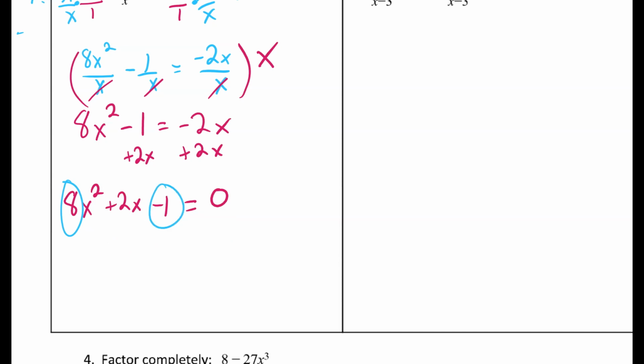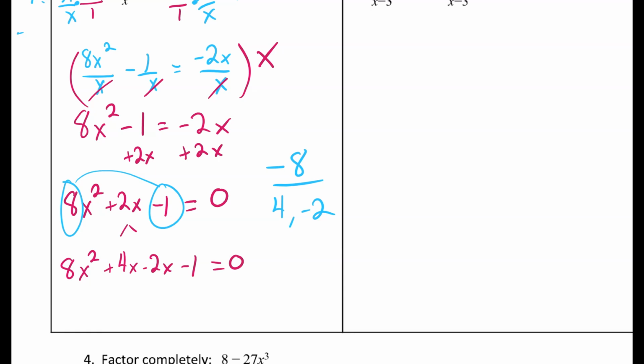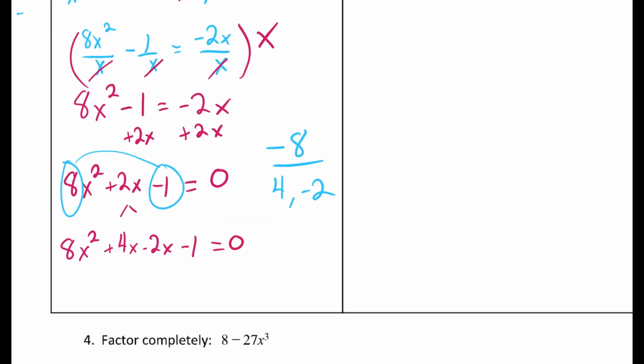I'll multiply the 8 by the negative 1 to get negative 8. Two numbers that multiply to negative 8 but add to positive 2 would be positive 4 and negative 2. So I'm going to split that middle term again to get 8x squared plus 4x minus 2x minus 1. And again, I'm going to do a little bit of grouping here.